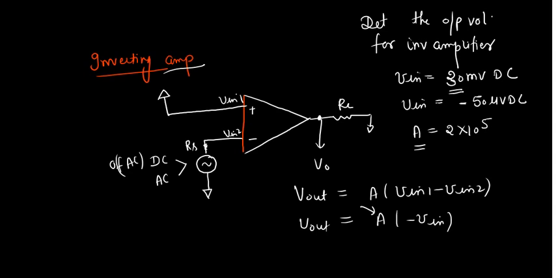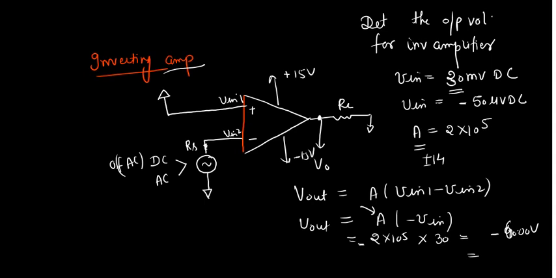Similarly, if you apply 30 millivolt of DC, 2 into 10 to the power 5 and 30, what will happen? You will get minus 4,000, minus 8,000, minus 6,000. But the voltage swing is plus minus 14 volt because of saturation. The amplification property of your op amp is something like this.